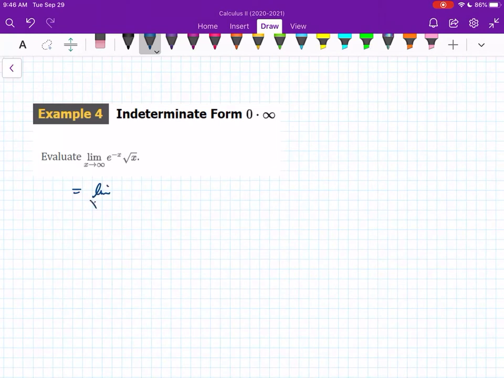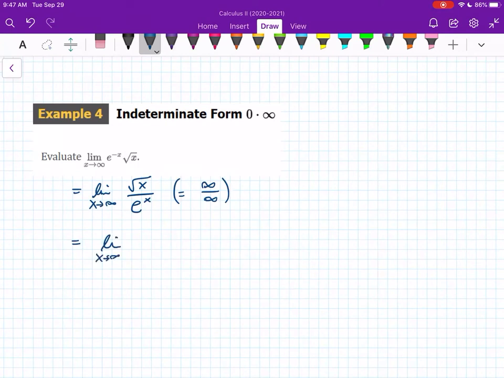So what I'm going to do is rewrite this as x approaches infinity and leave the square root on the top and move e to the x on the bottom so that it's no longer e to the negative x. And now I can say, oh hey, now I have infinity over infinity, which is one of the intermediate forms that allows me to use L'Hopital's rule. So then I'm going to take my derivatives.